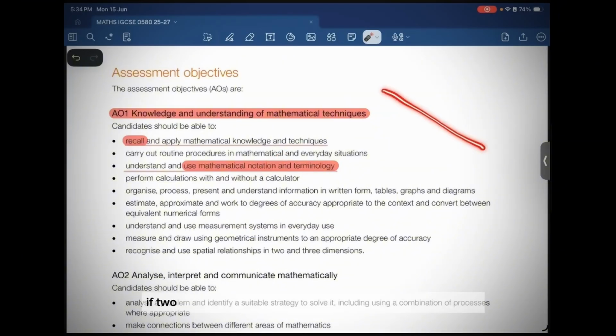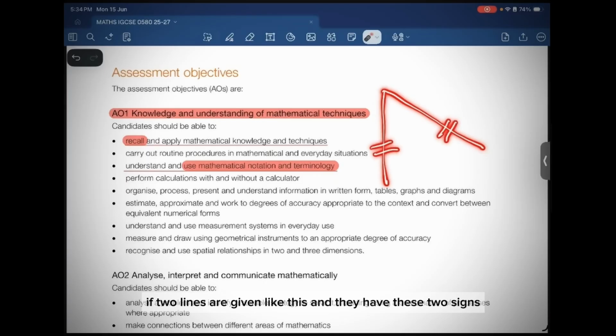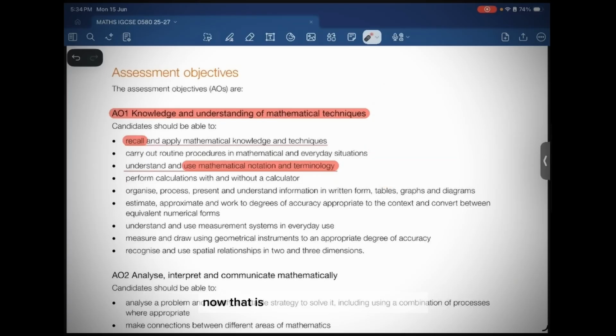Clear? Also, if two lines are given like this and they have these two signs, that means that the lines are equal to each other. Now, that is a notation and a term that you need to understand as well as use. In due time, the examiner is going to expect you to use them as well. It leaves a very good impression on the examiner. Instead of writing an entire paragraph, like, I think that these lines are parallel because A, B, and C are equal and whatnot, I can simply wind it up into two sentences, writing it down like A, B is parallel to C, D, and whatnot. Clear this now?